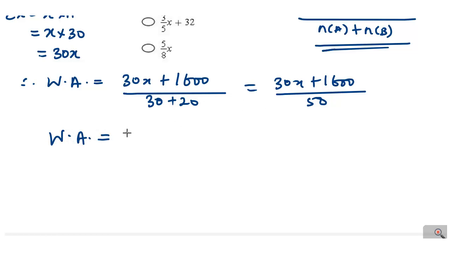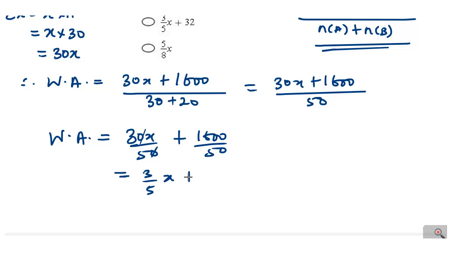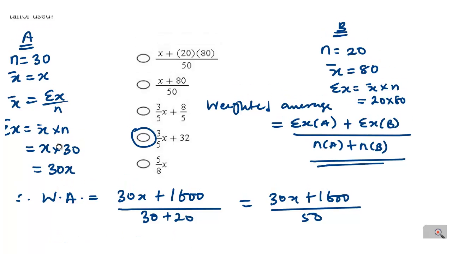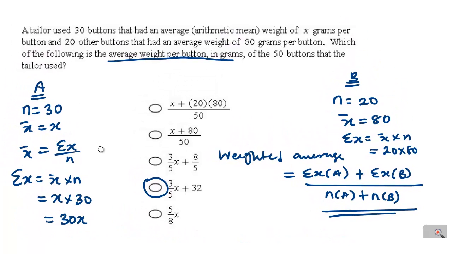We can distribute this 50, that's 30x over 50 plus 1600 over 50. This cancels this, so we have 3 over 5x plus 1600 divided by 50, that will give us 32. So the answer to this problem is 3 over 5x plus 32, and 3 over 5x plus 32 corresponds to this option. If I put it in letters, that is option D.